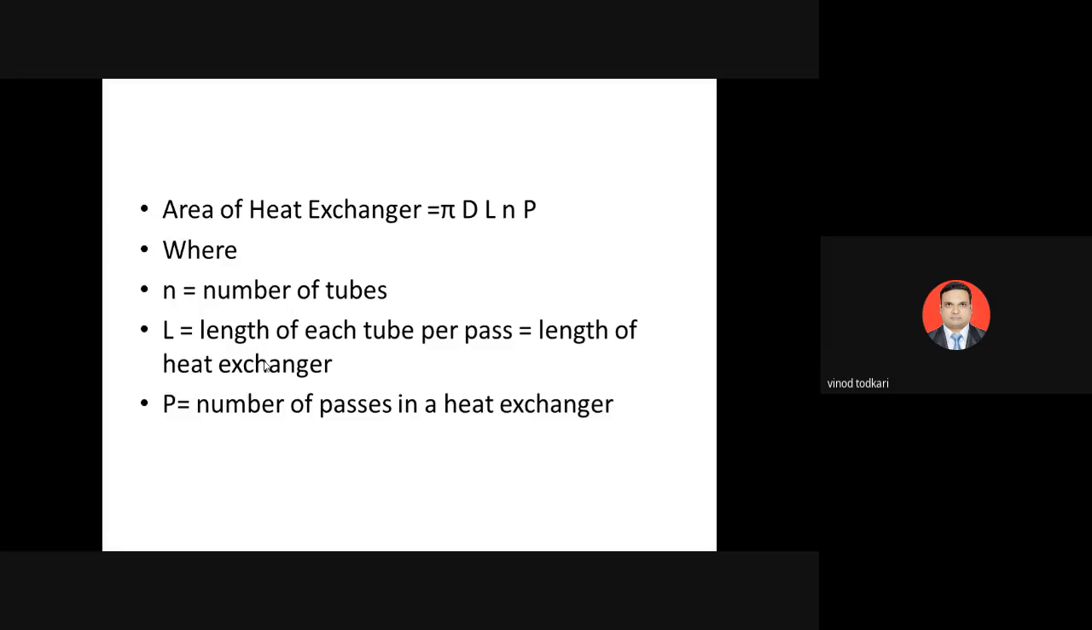Now, if A is the area of the heat exchanger, for a single tube it will be pi dl. If N number of tubes are there, then the area will be pi dl into N. Now, if number of passes are there, in the last lecture we have seen the concept of number of passes: 1 pass, 2 pass, 4 pass, right? If P is the number of tube passes, the total area of the heat exchanger is given by the formula pi dl into N into P, where D is the diameter of the tube, L is the length of the tube, N is the number of tubes, and P is the number of passes.